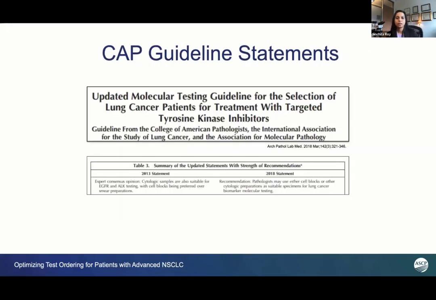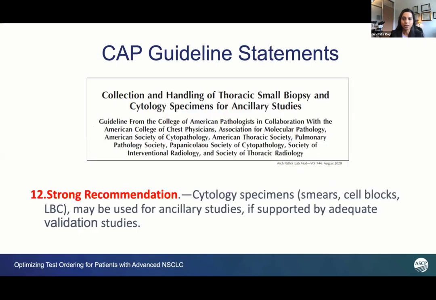So again, just to mention the cytology specimens, in the past, the CAP guidelines on lung molecular testing had recommended the use of cell blocks over other cytologic specimens, but the 2018 updated guidelines actually included other cytologic preparations. So not just cell blocks, but other specimen preparations like smears and liquid-based cytology can be used for testing.